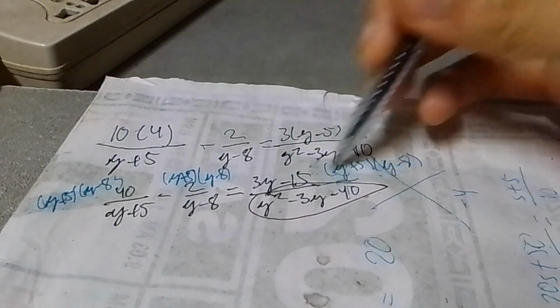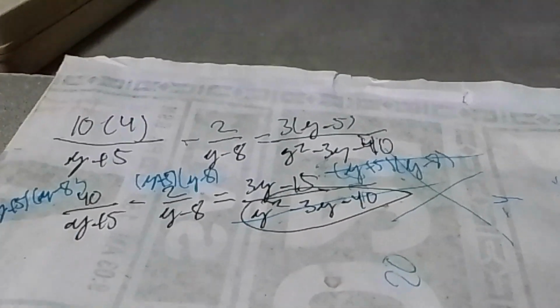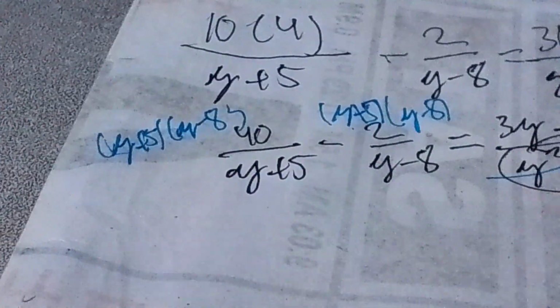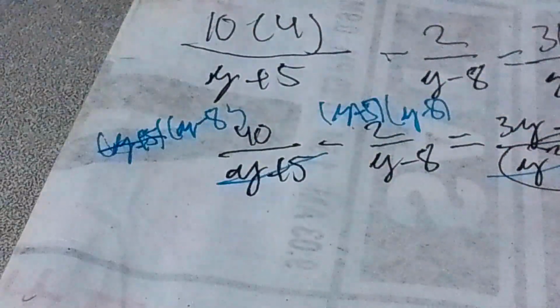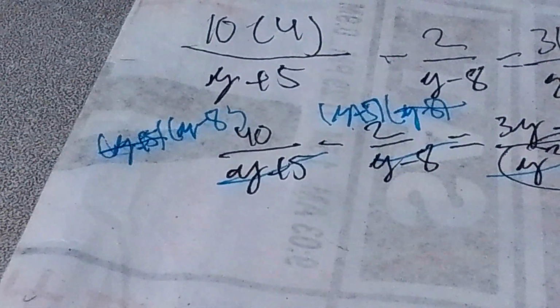So therefore this one, goodbye. Cancels out. Now let's check here. Double check on this area. We have y plus 5 and y plus 5, double goodbye. So this one cancels. And then we have y minus 8 cancelled in. So goodbye to those. So now we simplify.